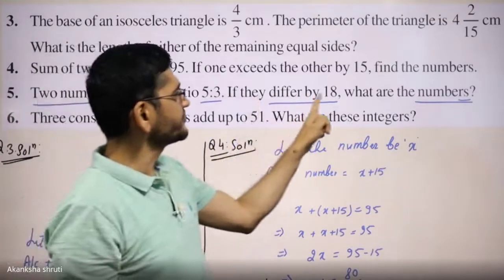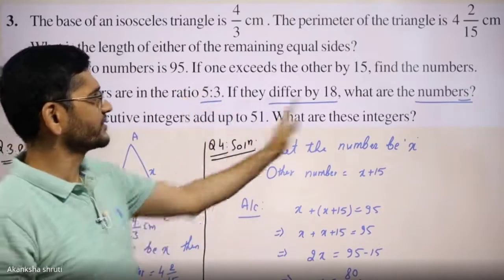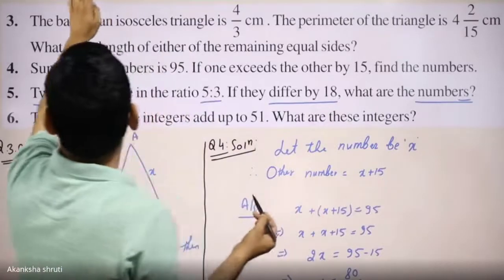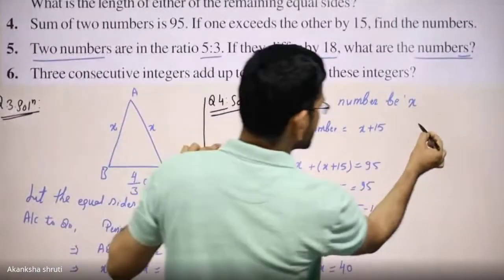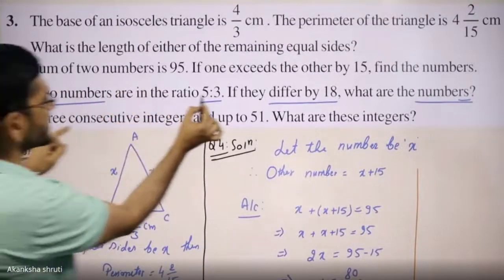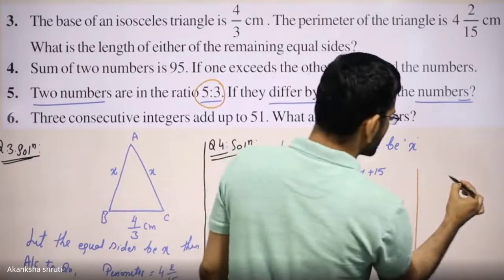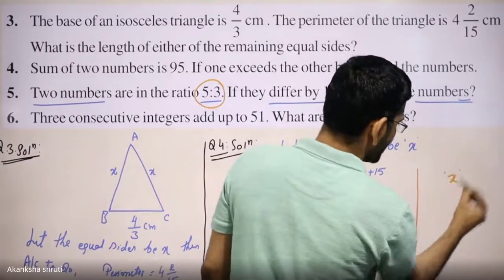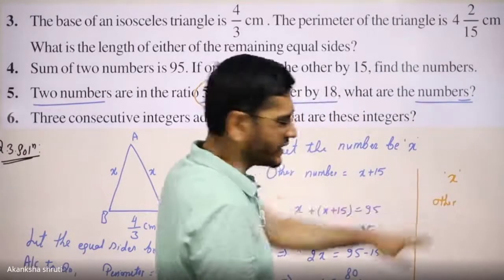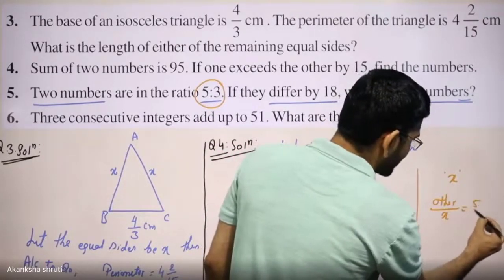If they differ by 18, then the difference of the two numbers will be 18. Means subtraction. Let me explain here, then I will rewrite it. Students, just understand it. It is given that two numbers are in the ratio of 5 by 3. So one number, if you are assuming it as x, the other number you do not know. So the other number by this first number will be your 5 by 3.